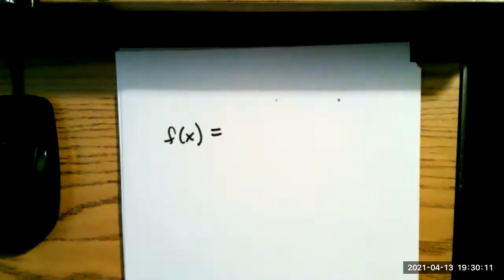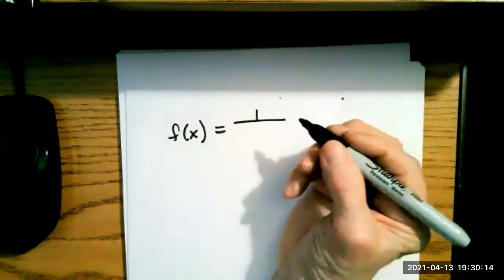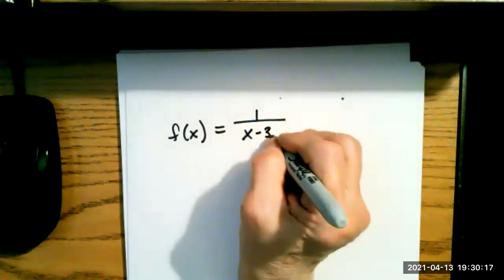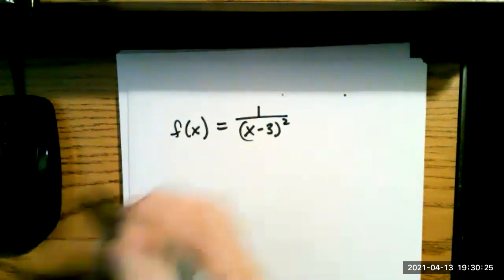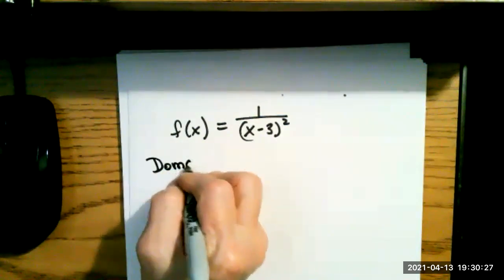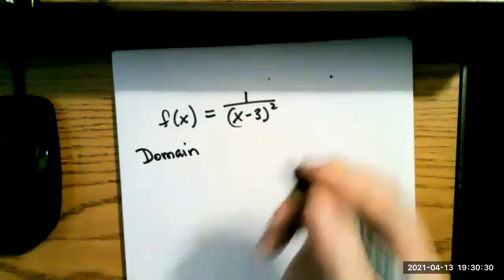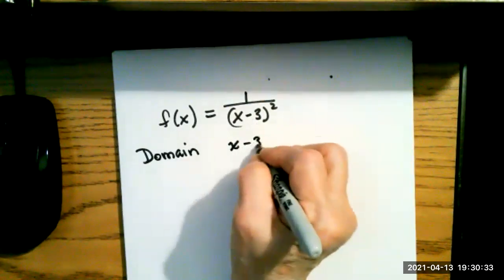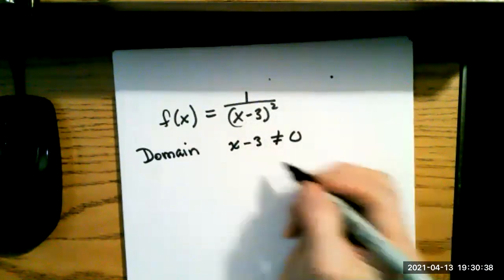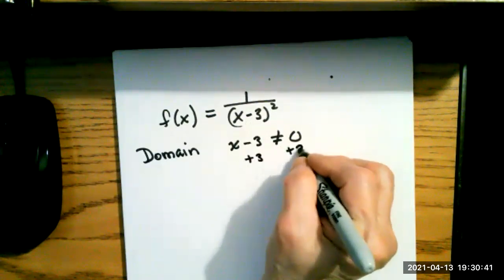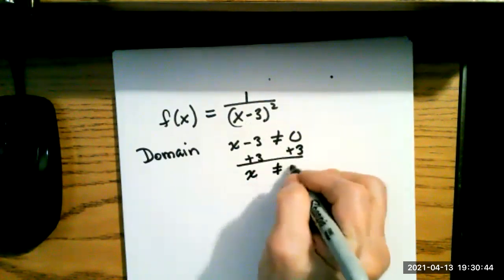This one's pretty straightforward. It's f of x equals 1 over the quantity x minus 3, squared. And then they want us to run through everything: vertical, horizontal. Let's do domain. Domain is where you set the bottom not equal to 0. And there's 2 of the same factor, so you don't have to worry about doing it twice. So x cannot equal 3.